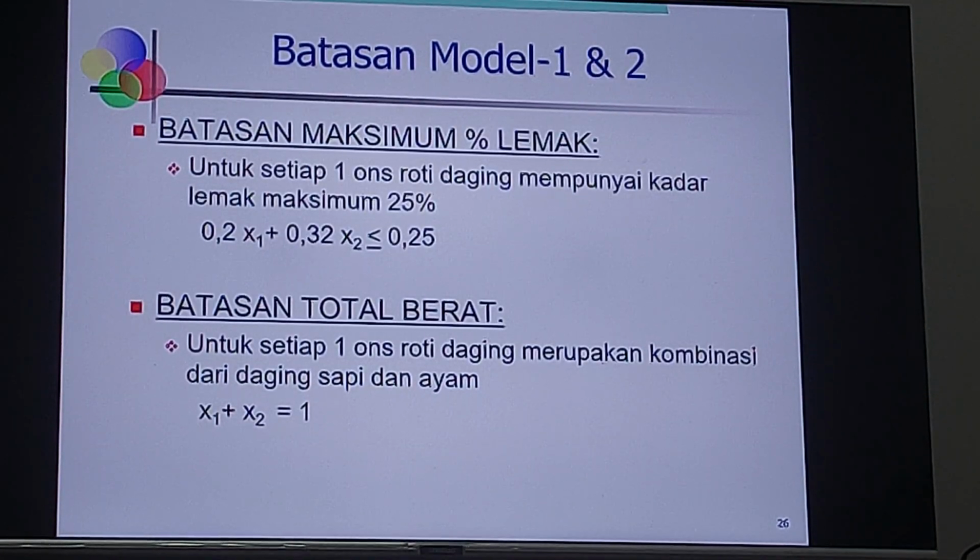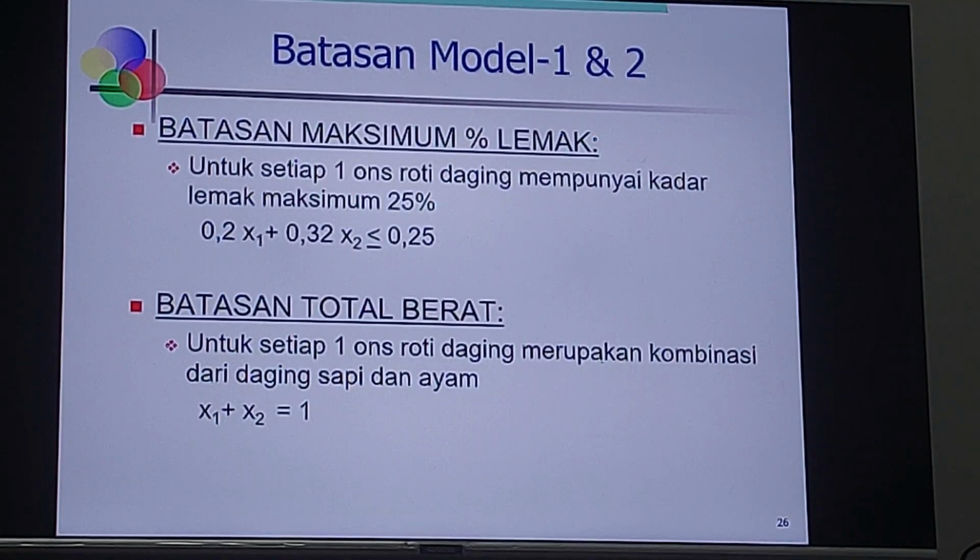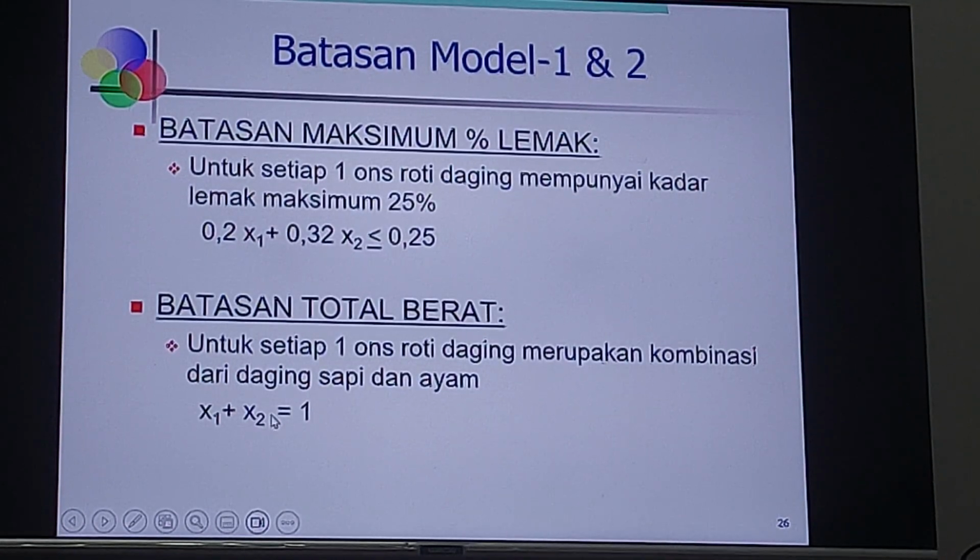If it's more than 1, yes, it will be big, but then you need to charge more, and you don't want that from a financial point of view. The best way is just 1 ounce of bread. Okay? It cannot be less or more, it has to be exactly 1. So this limits the problem.